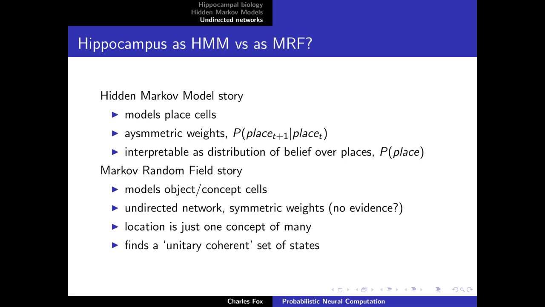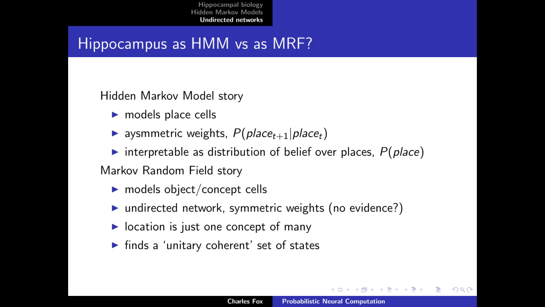Unitary means there's just one interpretation of the world. You don't have this distribution of belief. You just say this is the one best explanation where the Hopfield network has converged on. This is the single best state of the world that we're going to see. And it's coherent because it's a complex world. It isn't just a place, it's a whole collection of facts about people and objects and location.